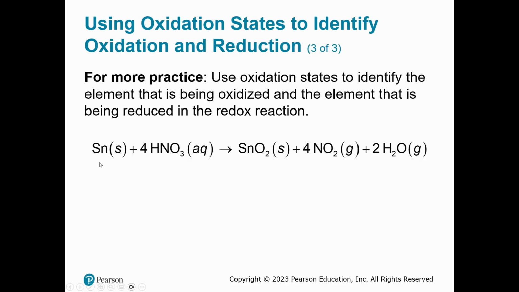But what's getting reduced? In order to do that, you actually have to assign the oxidation states. If we assign the oxidation state to this nitrogen, we'll see that it's a +5, whereas this nitrogen is a +4. And so tin is getting oxidized 4 times. It's losing 4 electrons. But nitrogen is getting reduced 4 times. It's gaining 4 electrons. And that's why 4 molecules of nitric acid will turn into 4 molecules of nitrogen dioxide and 2 molecules of water.